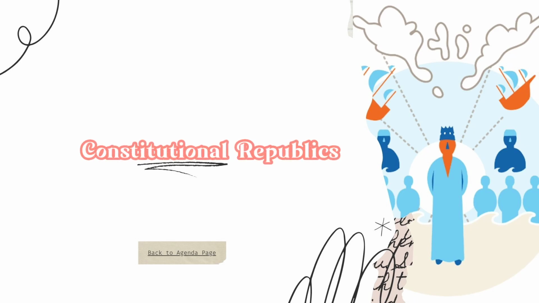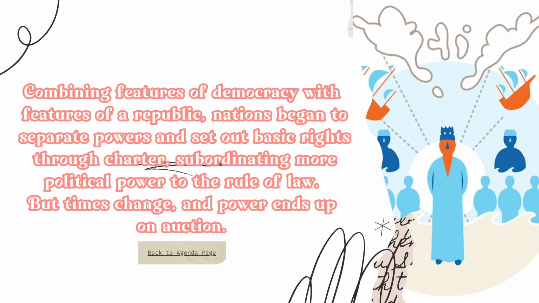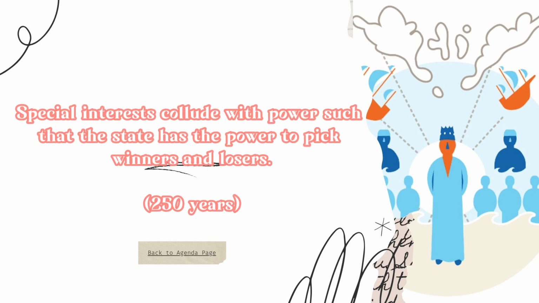Constitutional republics. Combining features of democracy with features of a republic, nations began to separate powers and set out basic rights through charter, subordinating more political power to the rule of law. But times change, and power ends up on auction. Special interests collude with power such that the state has the power to pick winners and losers.